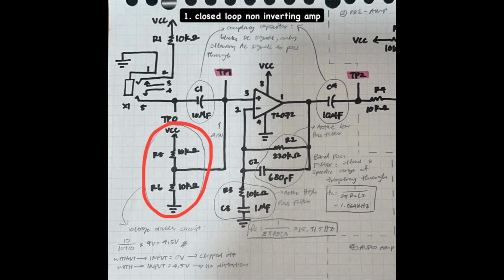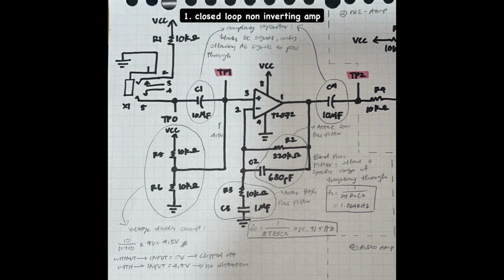I got 4.5 volts. This voltage divider circuit is to ensure that the input voltage for the op amp isn't 0 volts. Without the voltage divider circuit, my output would be distorted as it would be clipped off. With the voltage divider circuit, it shifts the voltage to 4.5 volts, ensuring minimal to no distortion in my output.